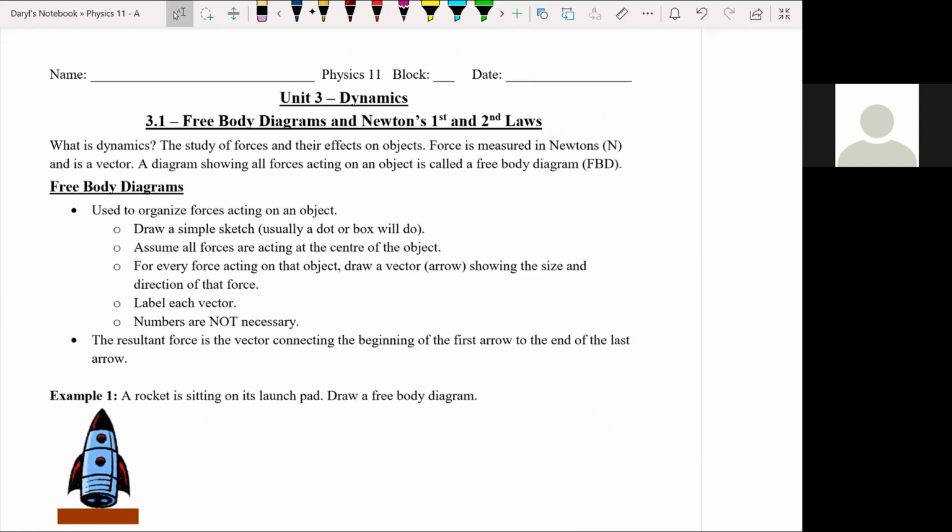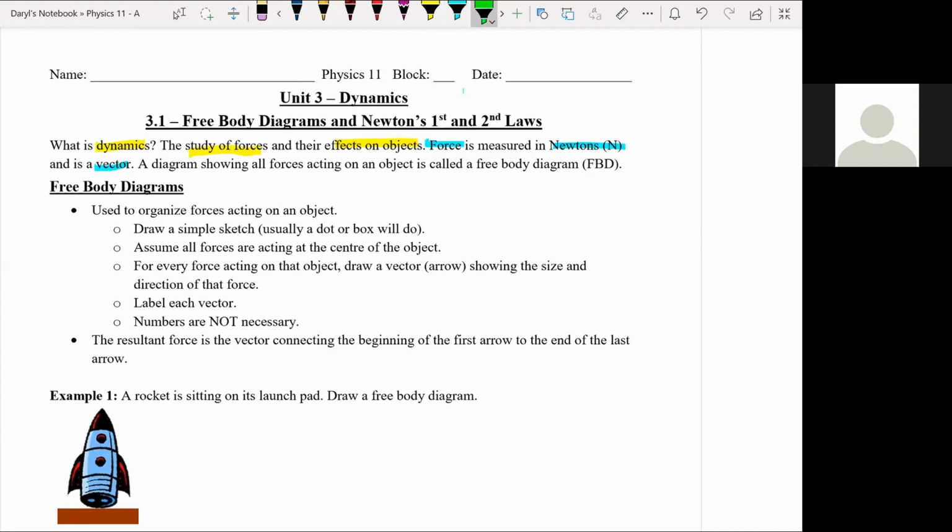So dynamics can be defined as the part of mechanics that studies the forces and their effects on objects. Force is measured in newtons and it is a vector quantity, therefore it has both magnitude and direction. So you're going to treat force as a vector quantity. When you try to add or subtract them, remember your vector addition and vector subtraction.